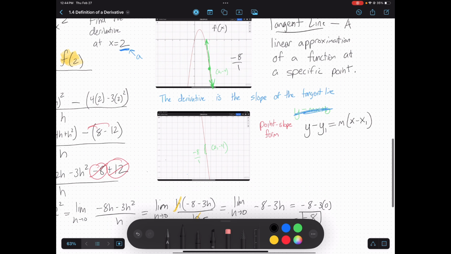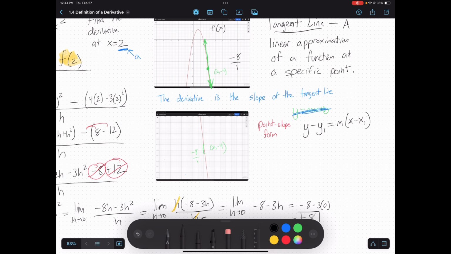So if I use this point slope form, let's see if we can find the equation for this specific tangent line. I'm going to have y minus, what's my y value for this point? For that, I can look at my coordinate point. My y value is just -4.